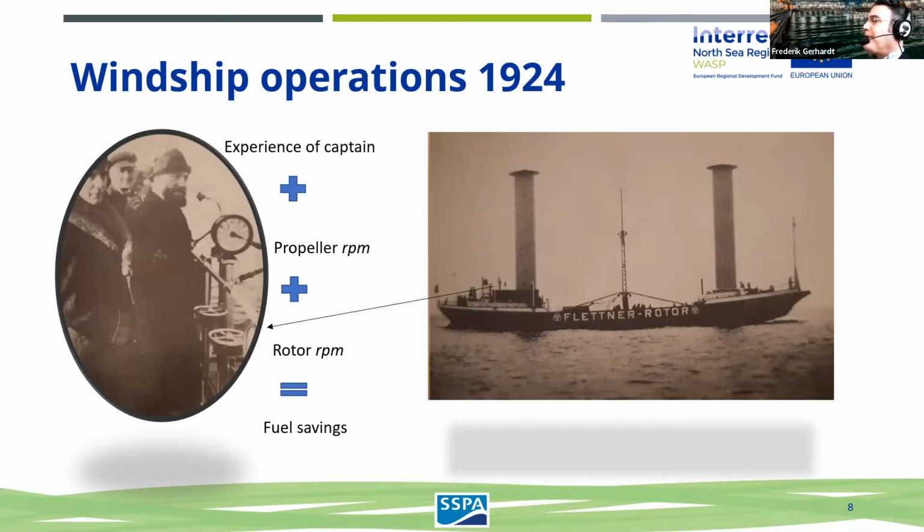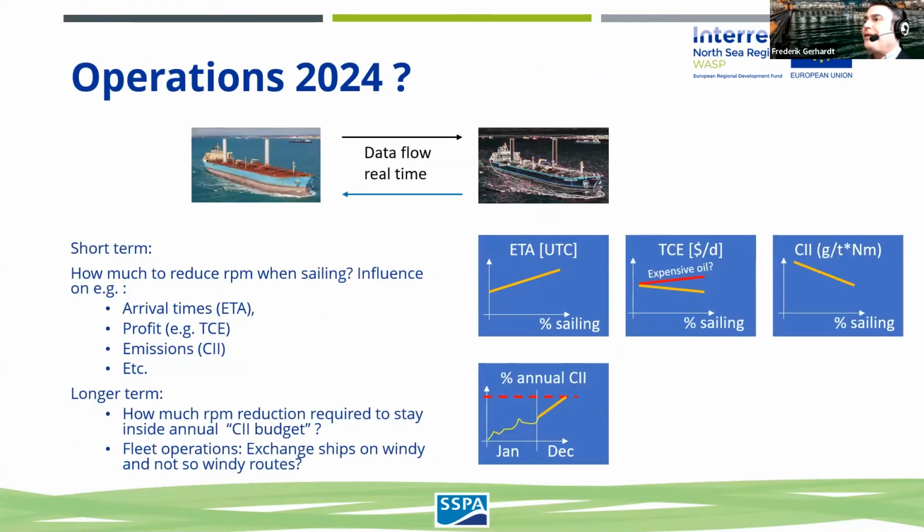So the question is, can we do better? And I've illustrated this in the next slide. This, by the way, on the left is Anton Flettner himself. So 100 years on, how can we do better? And how can a digital twin maybe help us with operational questions?